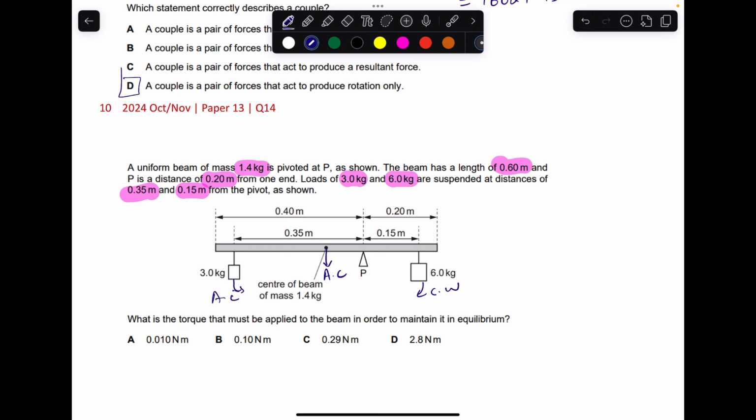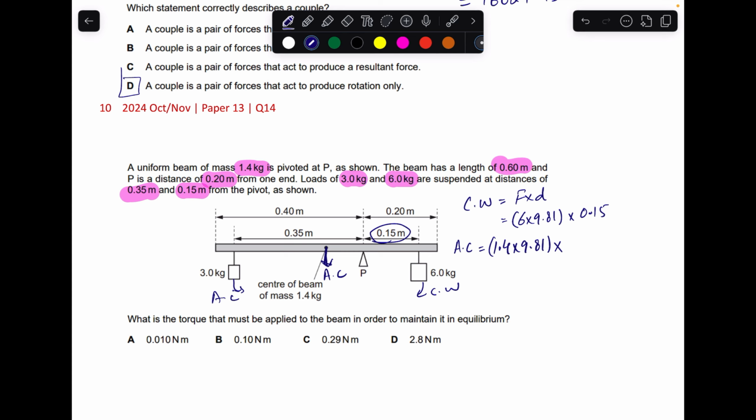So clockwise movement is force multiplied by the distance. Force will be equal to the weight of the object. So weight is 6 into 9.81, and the distance from the pivot is given, 0.15. Okay, for anti-clockwise movement, when I consider the weight of the object and the weight of the rod beam, it will be 1.4 into 9.81 multiplied by the distance.